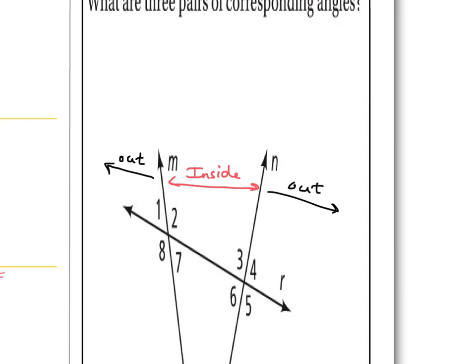So we want corresponding angles. So if I were to start here, top left on M, I need top left on N as well. That's going to be angle 3. So angle 1 and angle 3 are corresponding angles. Okay. I also could do bottom left and bottom left. So bottom left on M and bottom left on N. This is going to be 8 and 6 are corresponding angles.